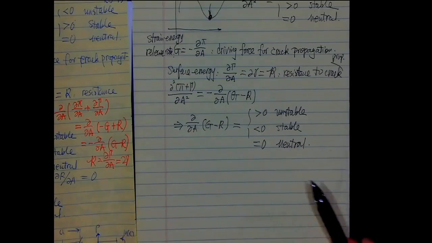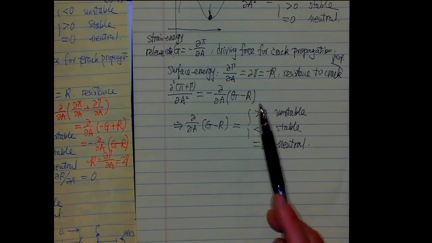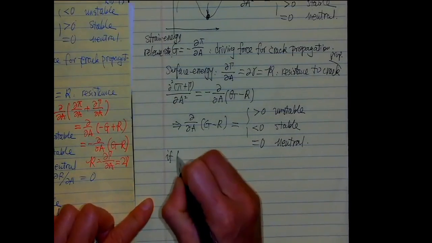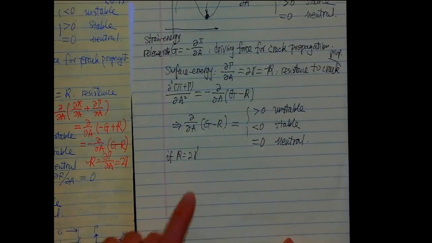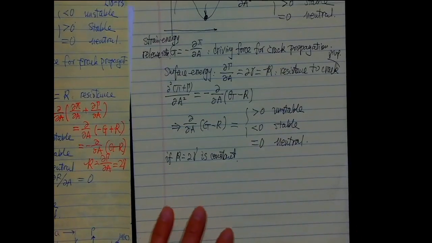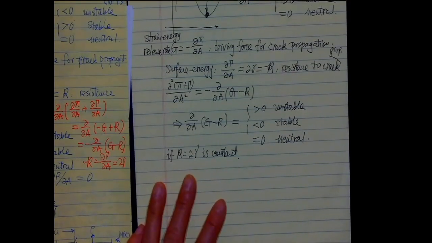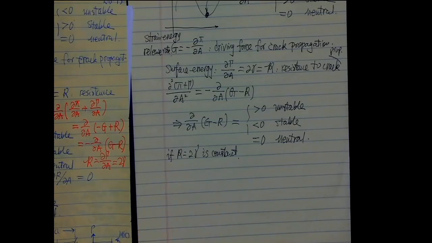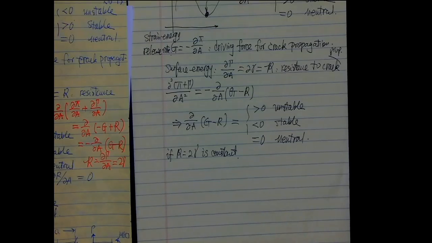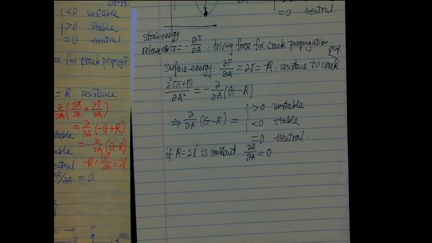Sometimes, depends on the material, for the R, sometimes it's constant and sometimes it's not. So if you have a material where the resistance is constant, what that means is the resistance to crack propagation does not change with crack length. Right? So for some, the crack propagates and you need to apply more load to make it propagate again. For some, the resistance is independent of the crack length. So that means that dR over dA is equal to 0.